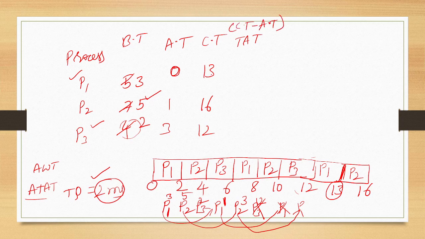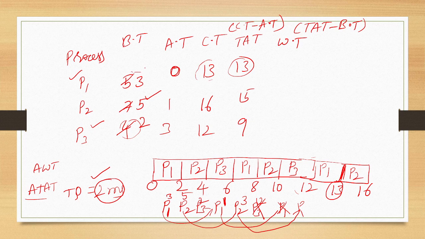What is the turnaround time formula? Completion time minus arrival time. The completion time of P1 is 13. 13 - 0 is 13. What is the turnaround time for P2? 16 - 1 is 15. That means completion time minus arrival time. What is the turnaround time of P3? 12 - 3 is 9. Next, waiting time. What is the formula for waiting time? Turnaround time minus burst time. So for each process we have to subtract the burst time from it. What is the turnaround time of P1?